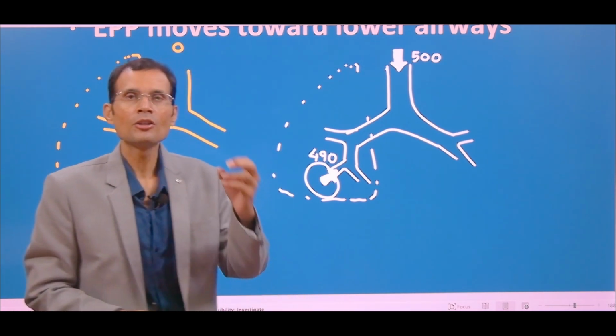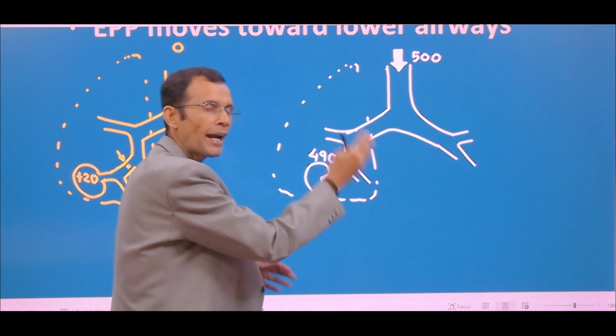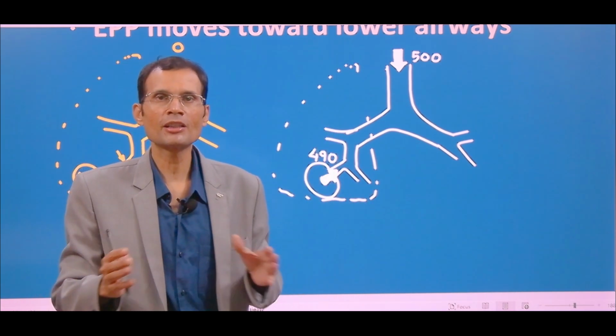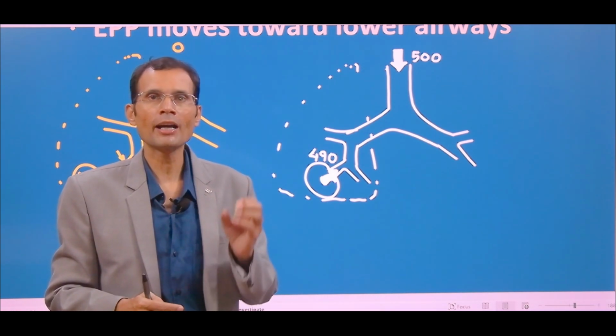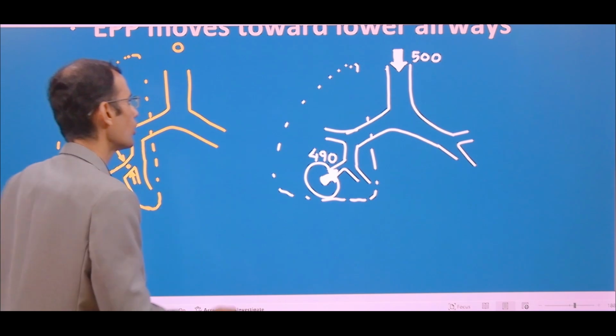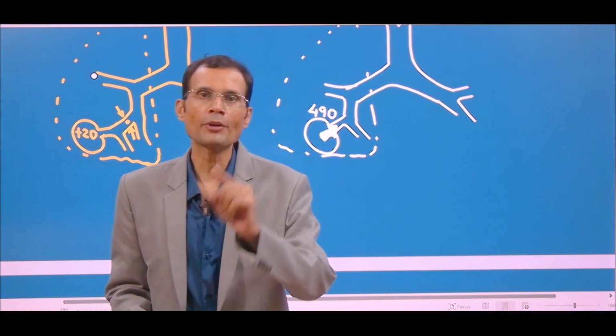In this manner, 5 ml, 10 ml, 5 ml, 10 ml will go on getting added to the alveoli, resulting in overdistension, overstretching of the alveoli. Eventually that overdistension will cause damage to the alveolar walls. So this is what happens with the early closure of airways.